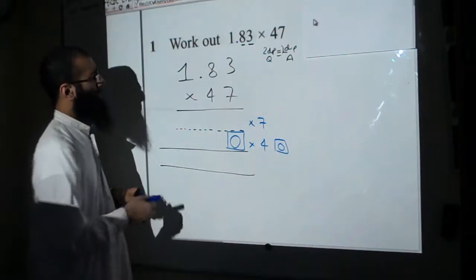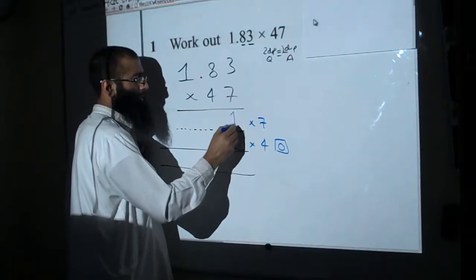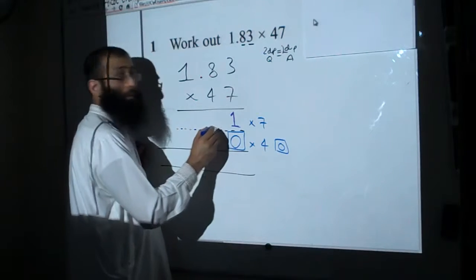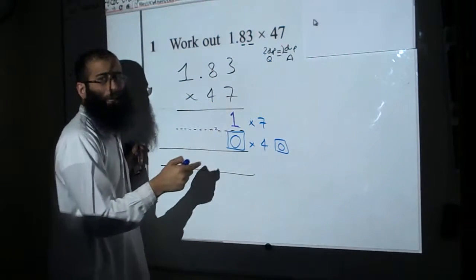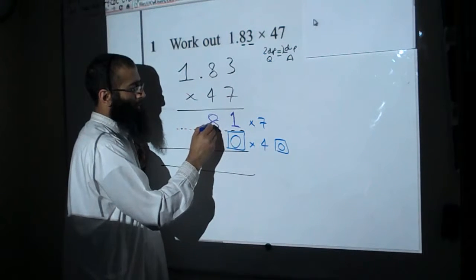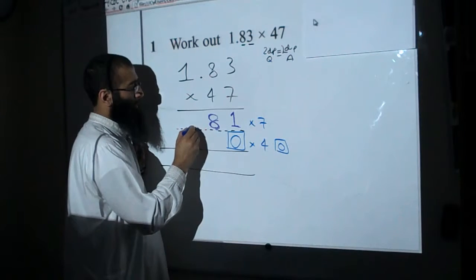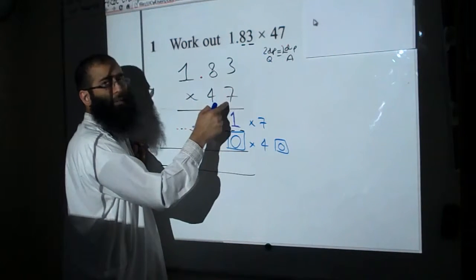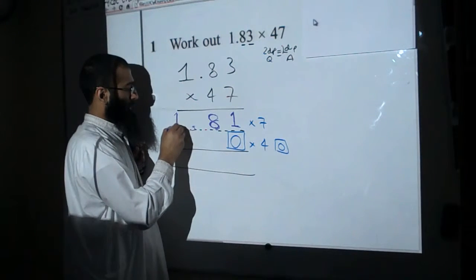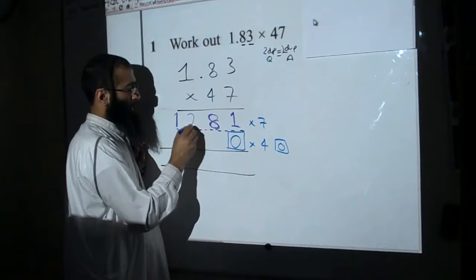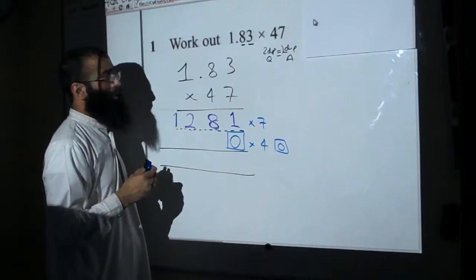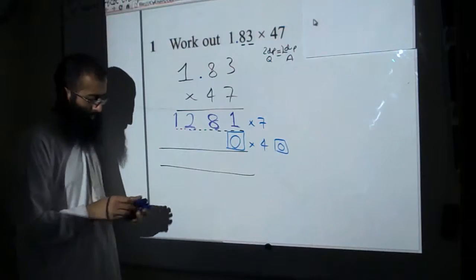Let's get started. So 3 times 7 is 21. 8 times 7 will give you 56, plus 2 is 58. 1 times 7 is 7. 7 plus the 5 is 12. Okay, that's my first digit on the first line.